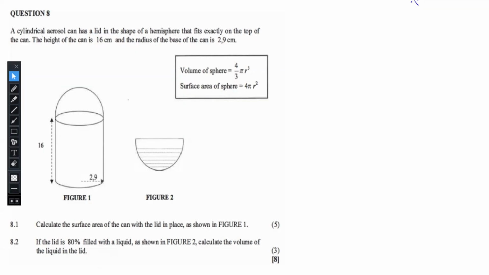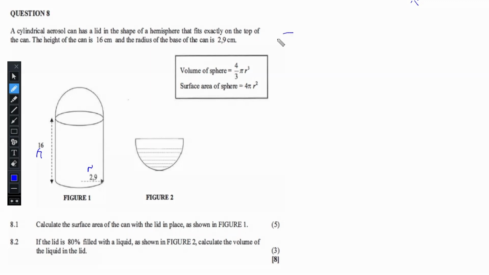Okay, so we have question 8. It says a cylindrical aerosol can has a lid in the shape of a hemisphere that fits exactly on the top of the can. The height of the can is 16 centimeters and the radius of the base of the can is 2.9 centimeters. So as we can see, we are given the height and also the radius of the cylindrical can. Here we have two shapes in this figure 1: a cylinder as well as a hemisphere. Now 8.1 says calculate the surface area of the can with the lid in place as shown in figure 1.